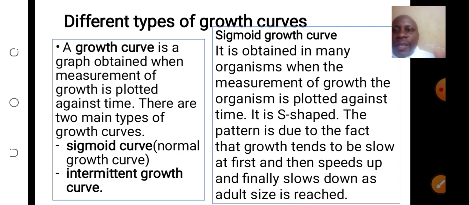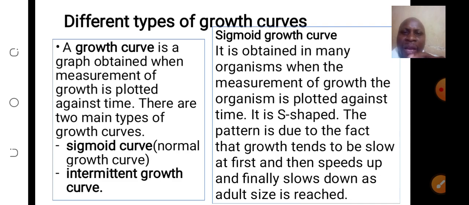The sigmoid curve is obtained in many organisms when the measurement of growth in an organism is plotted against time. It is usually S-shaped, as we shall see later. And this pattern is due to the fact that growth tends to be slow at the beginning, and then speeds up rapidly, and then finally slows down as adult size is reached.